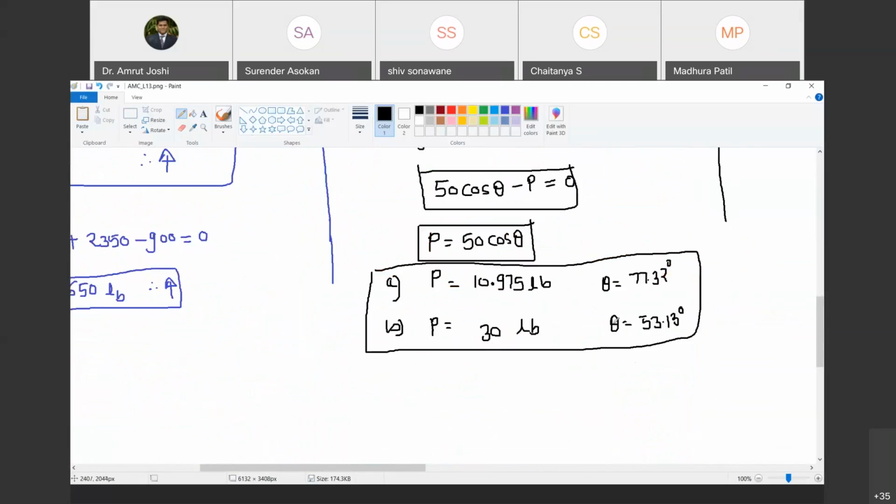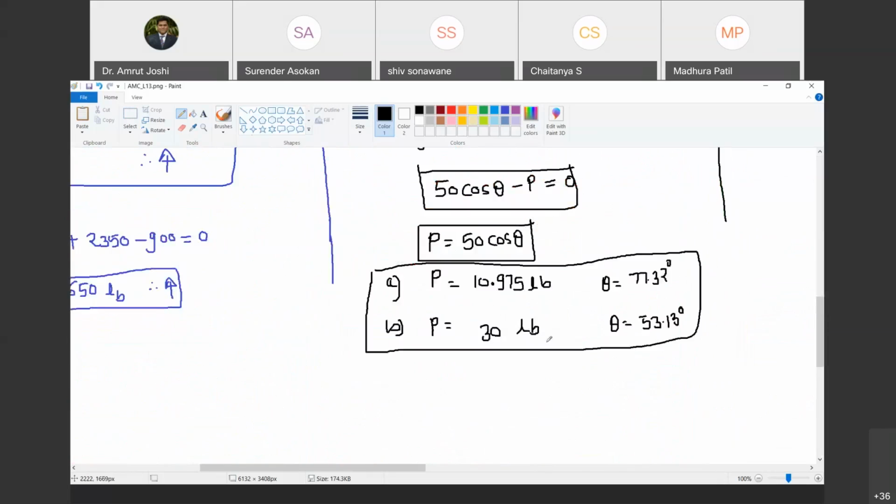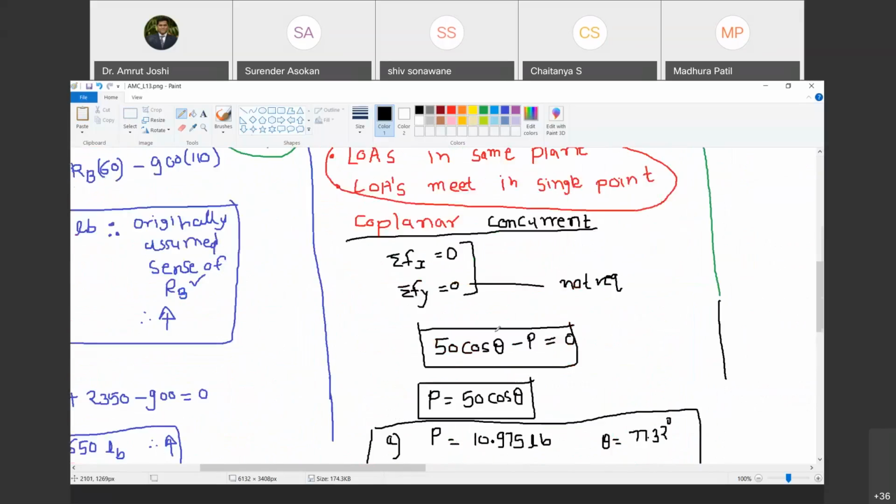अच्छा, अब जरा मुझे एक चीज बताओ. As theta reduces, do you observe that P is increasing? देखो, theta जैसे रिड्यूस हो रहा है वैसे P इंक्रीज हो रहा है. Do you agree with me? Yes, sir. Are you with me? Yes, sir.